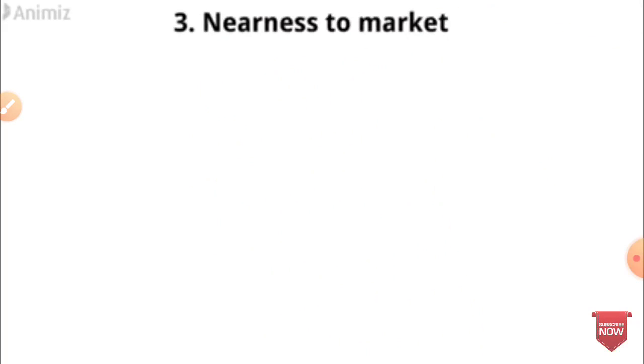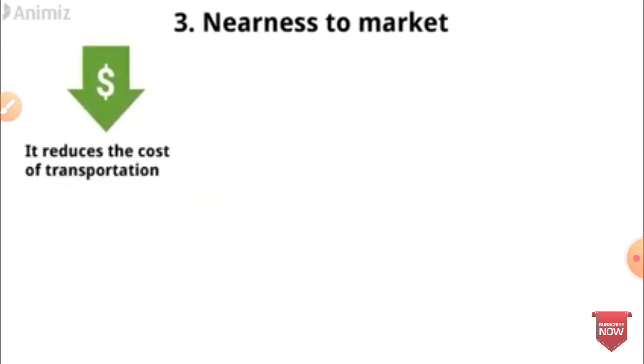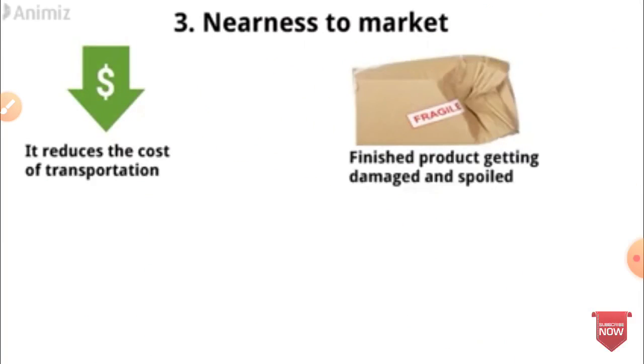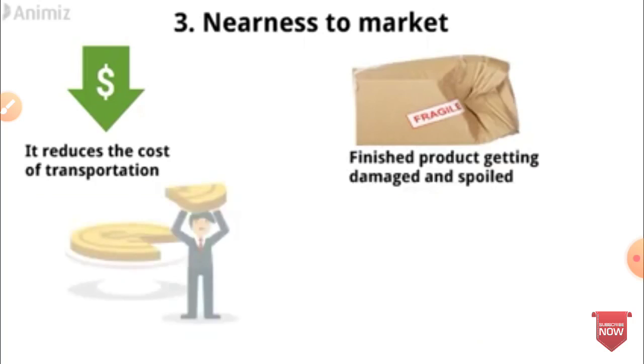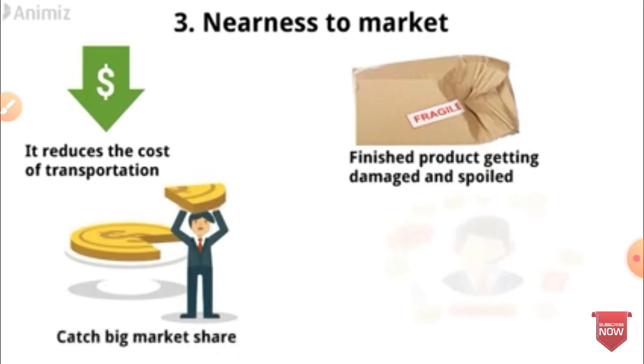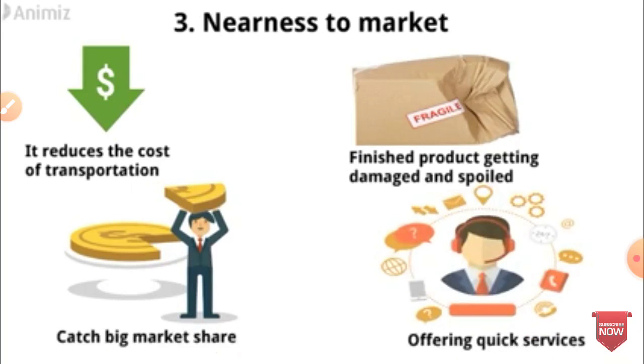So the third point is nearness to market. A plant location should always be near the market. It reduces the cost of transportation and the finished product getting damaged and spoiled. It helps catch a big market share. Next is offering quick services. So those points are considered in nearness to market.